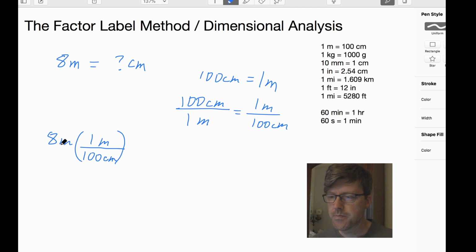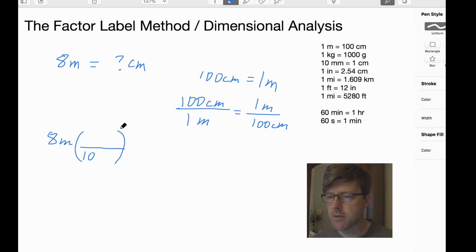Well, the thing is, once I do that, I can start to cancel out units. But the problem is I've done this upside down. So here I have meters squared on the top. I have meters and meters, so I actually have meters squared up there. And down on the bottom, I have centimeters. So that didn't actually help me. If I cancel, nothing actually cancels out. So that tells me I actually set this up wrong.